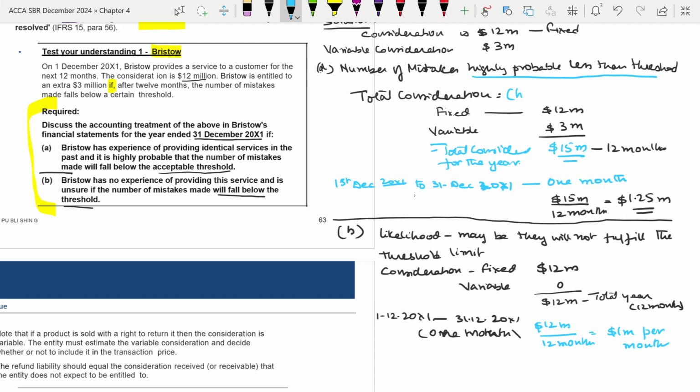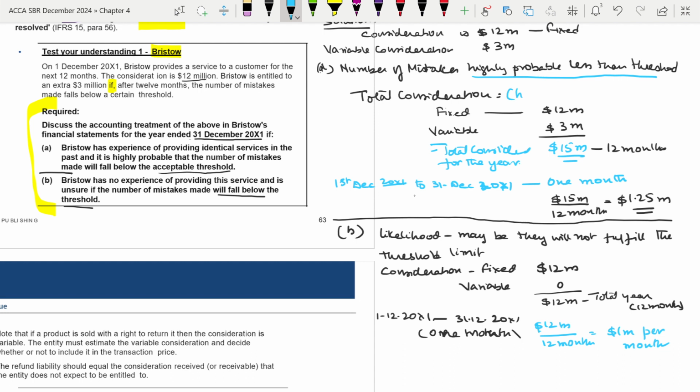Can you repeat part B, please? Yes. See what they are saying. Bristow has no experience of providing the service. If I have experience of providing the service, I will make fewer mistakes. When I don't have experience and I am new to the market, definitely the mistakes will be more. What is the obligation? You have to perform with fewer mistakes, below that threshold level.